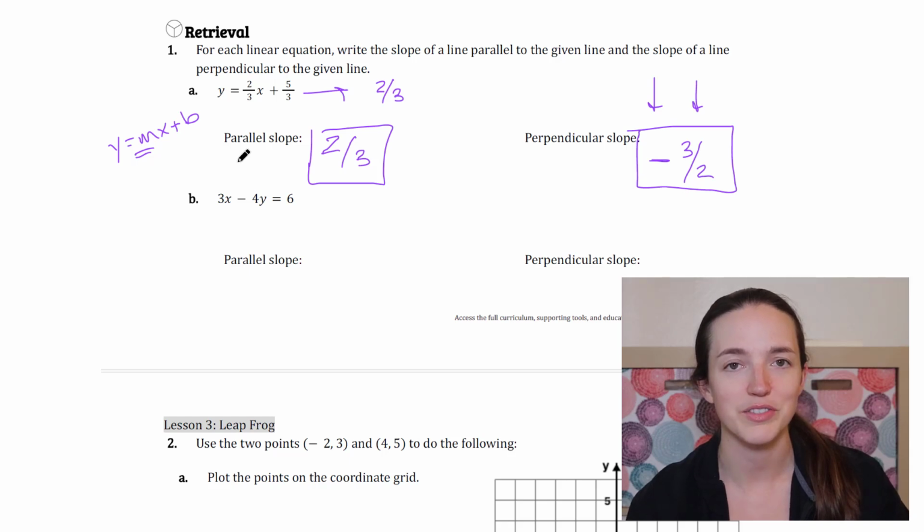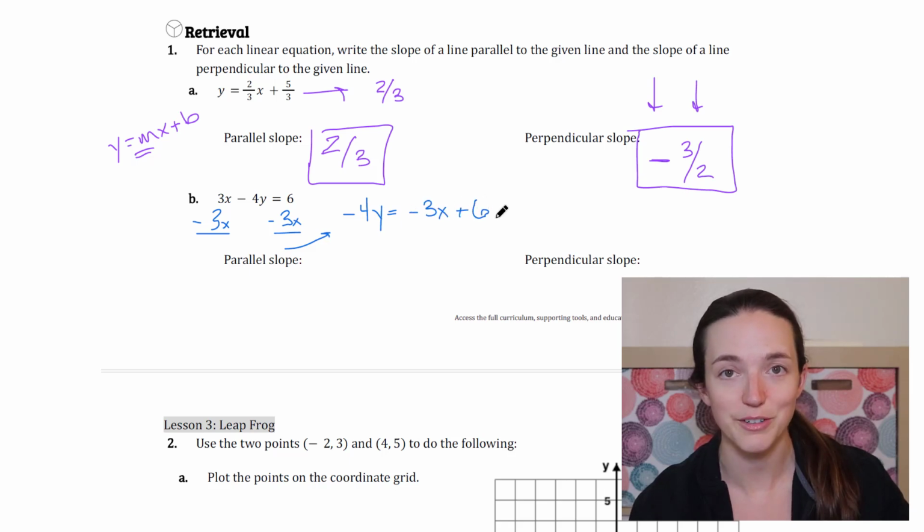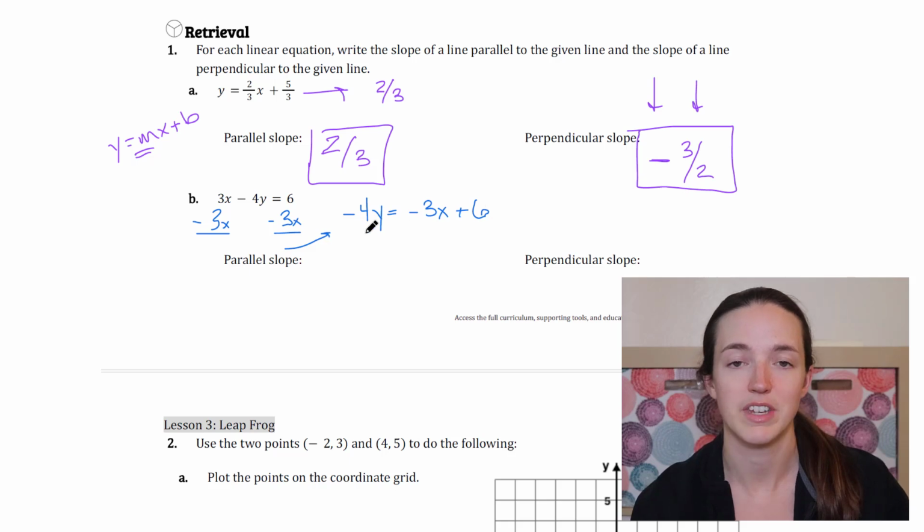Now the next one is not as convenient because it's not written in y equals mx plus b form, so we do have to do a little bit of work to get the y by itself. So it looks like we need to move this 3x first. So I'll just write it over here. -4y equals -3x plus 6. I'm not combining those because they are not like terms.